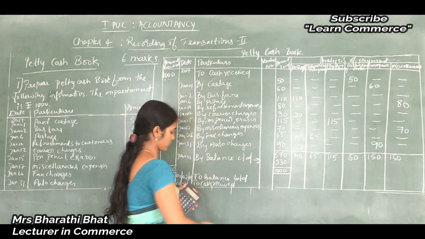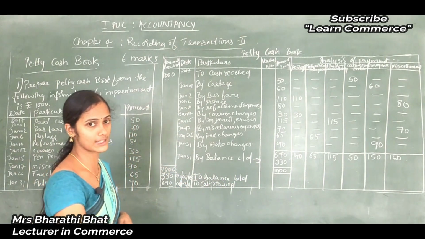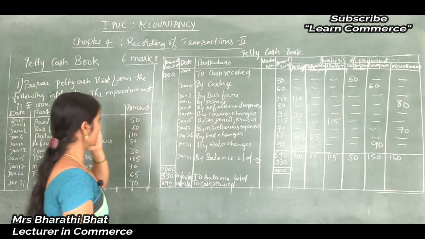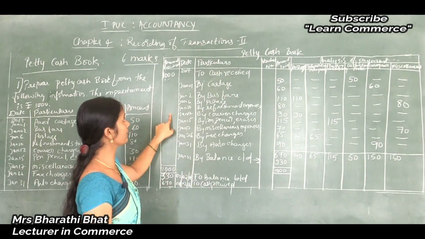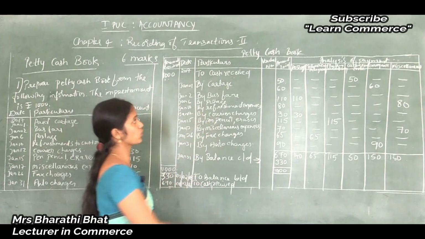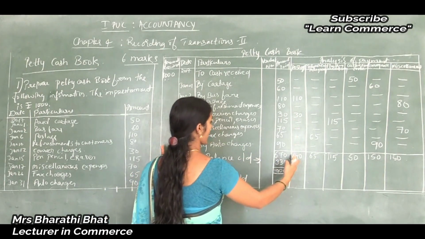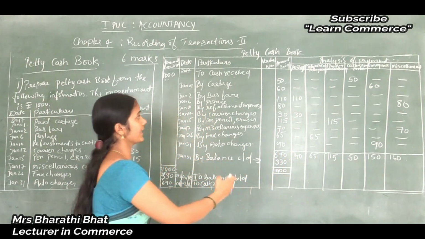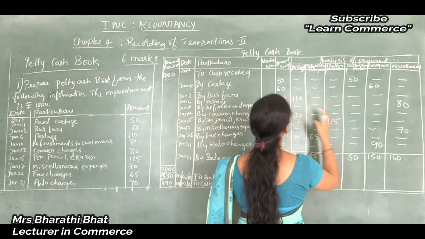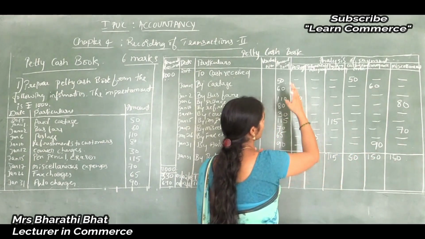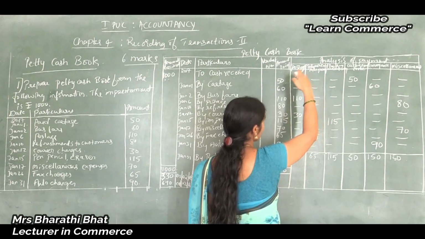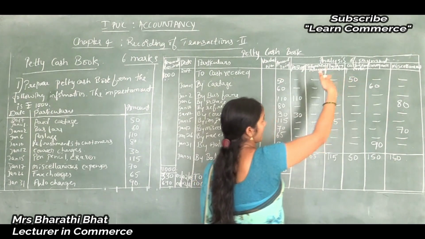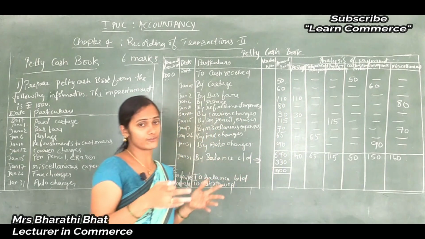This is the procedure to prepare the petty cash book. Firstly, you should draw the columns like this. First column, amount received, date, particulars, voucher number, amount paid. These are common in all cases. And afterwards, for analysis of payments, you can draw the columns like this. You can maintain expenses like postage, telephone, printing.